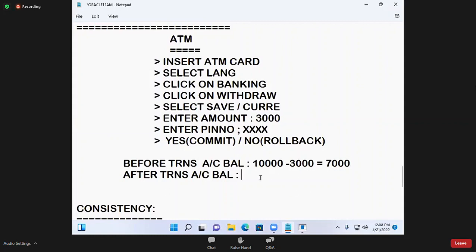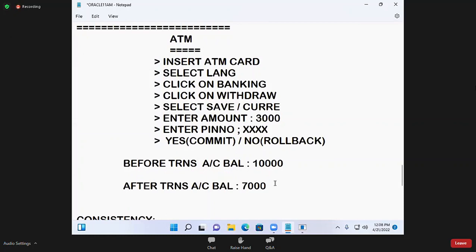And the 7,000, your remaining amount is how much here? So 7,000 is after transaction. Now you can calculate. This is the total amount, otherwise I'm saying this is before transaction. After transaction, your balance amount is how much? 7,000. And withdraw amount is how much? 3,000. Now you can check it.